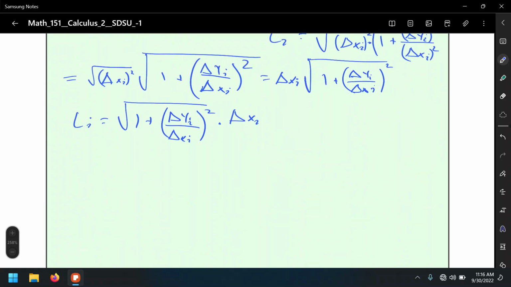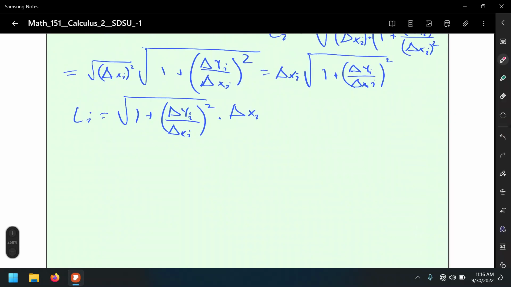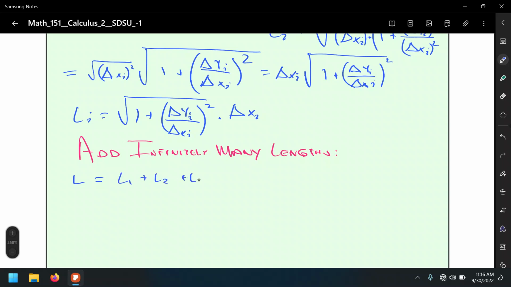So how do we justify this? Well, so we just found an expression for one length. We want, in this case, to add infinitely many lengths. Right? Well, number one, so we're going to add L. So L will be L1 plus L2 plus L3 plus dot dot dot Ln, if you will, and all these infinitely many lengths.